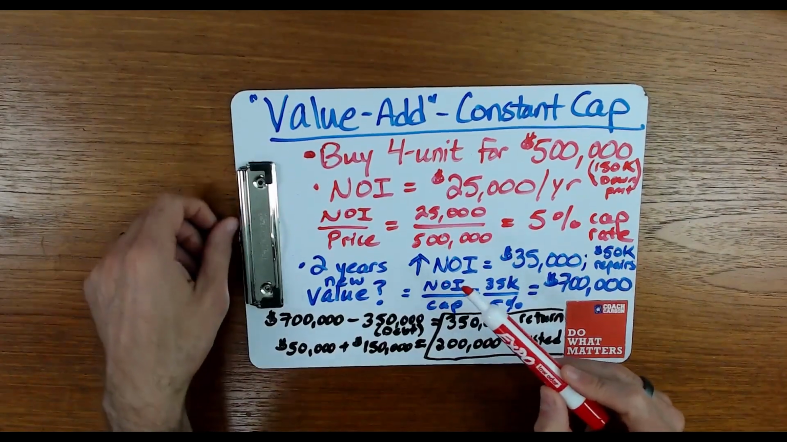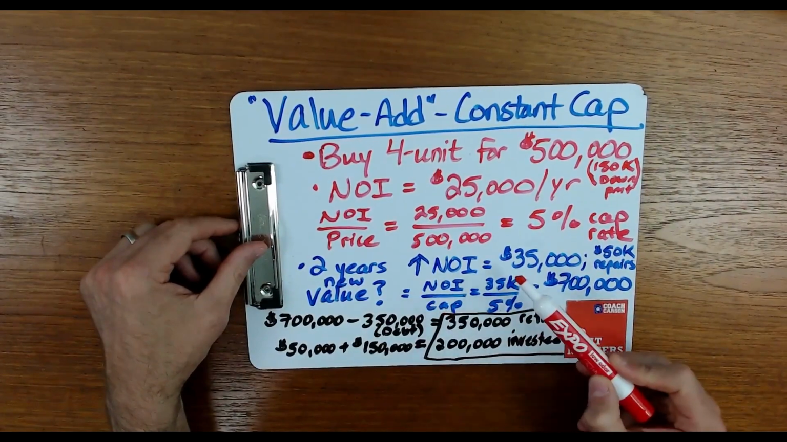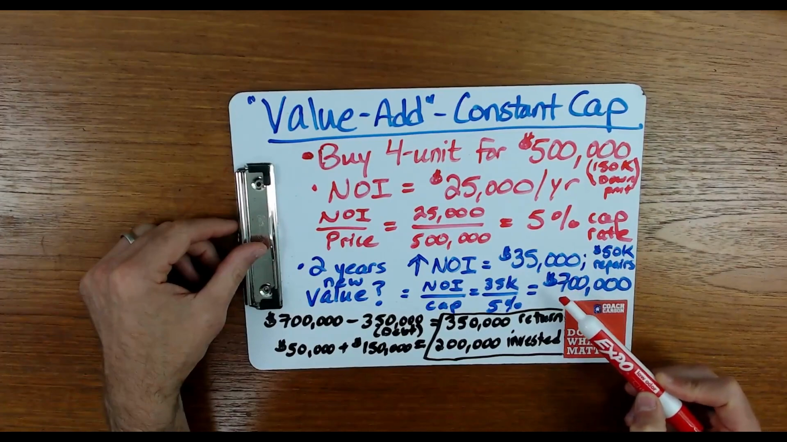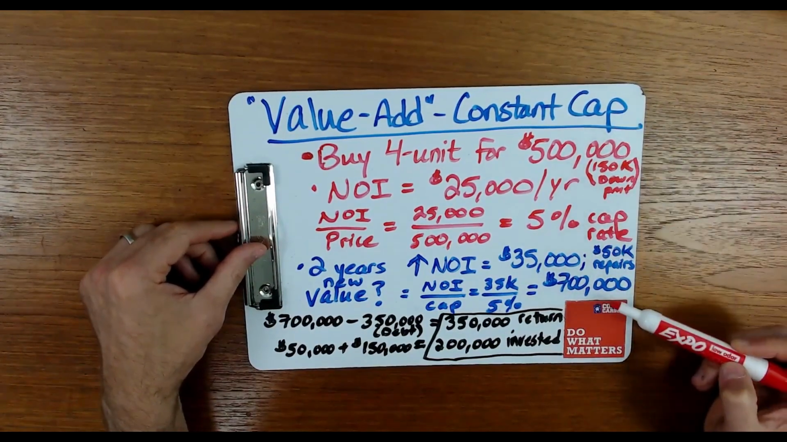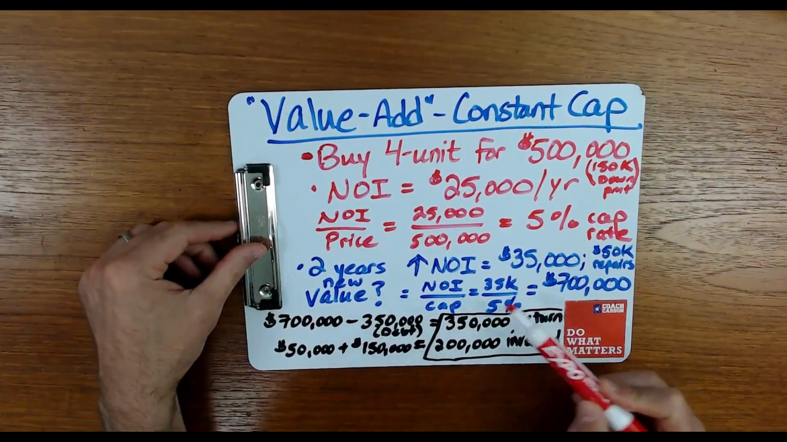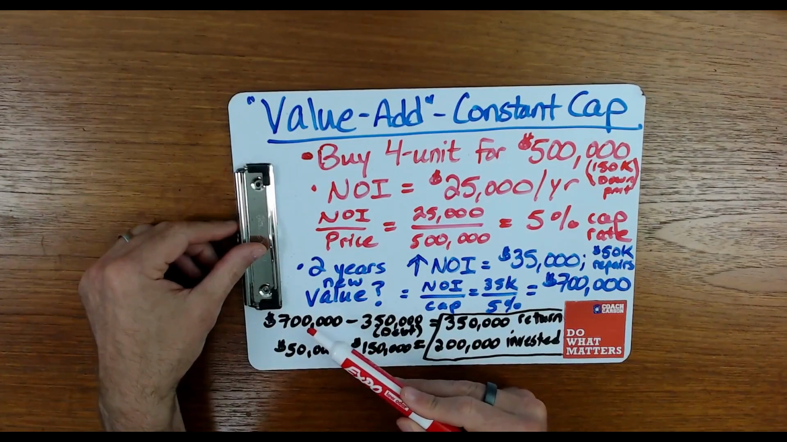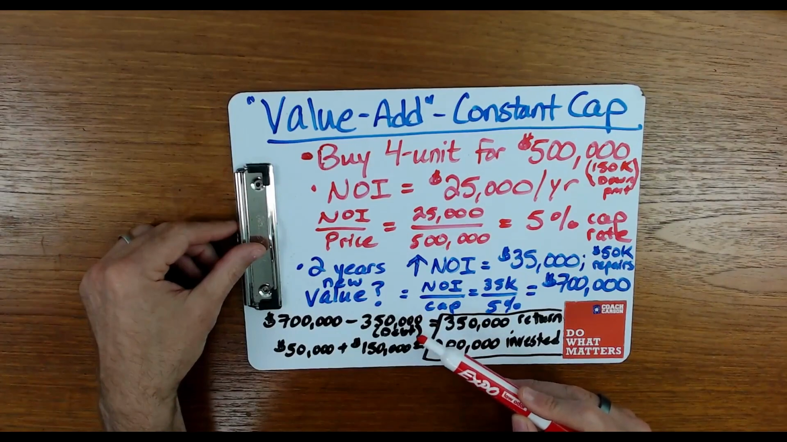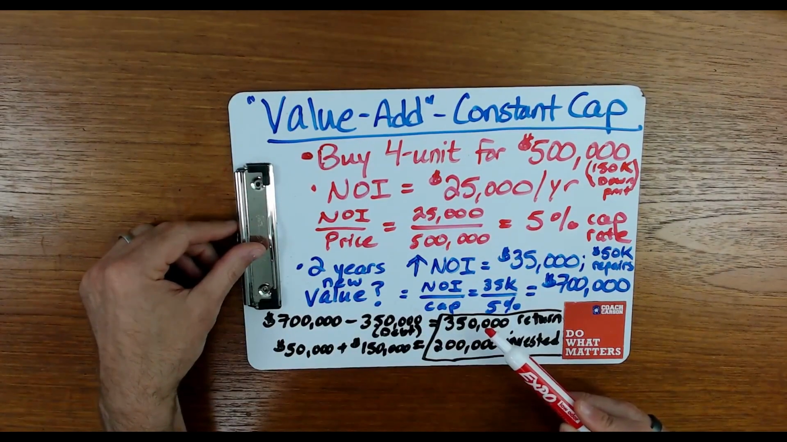So now let's look at it where the cap rate is the exact same. The NOI divided by the cap rate is now $35,000 divided by 5%, and so the new value is $700,000. You paid $500,000, it's now worth $700,000. And if you sold it, let's just simplify things and say you didn't have any closing costs, which you probably would, but let's just say $700,000 minus the $350,000 in debt you had to pay off. Let's just say you had the same amount of debt. You would have a return of $350,000.